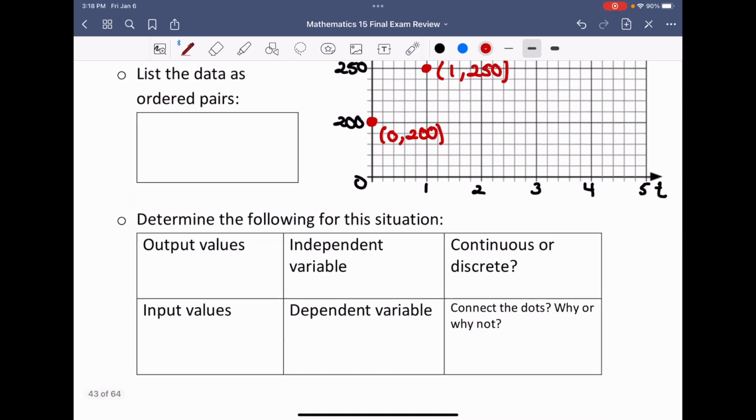Determine this for the following situation. Output values, input values. Our output values are always whatever we take from our x-axis, that determines what the output values are, which are on our y-axis.